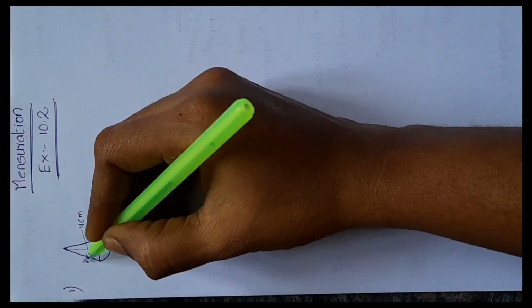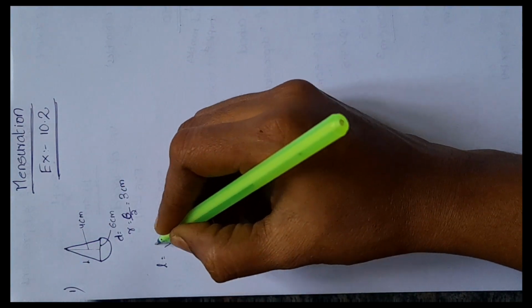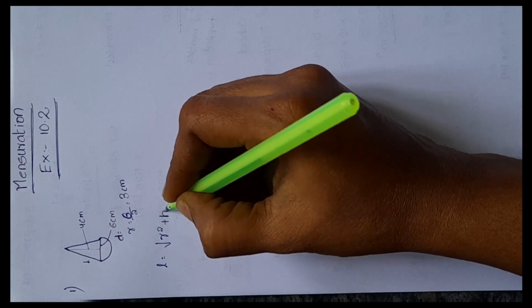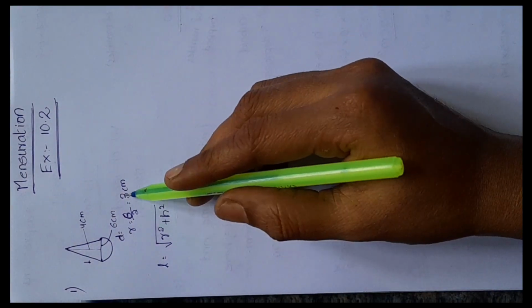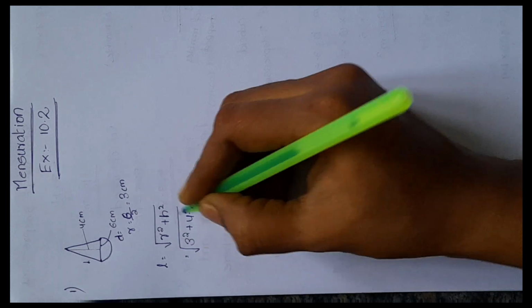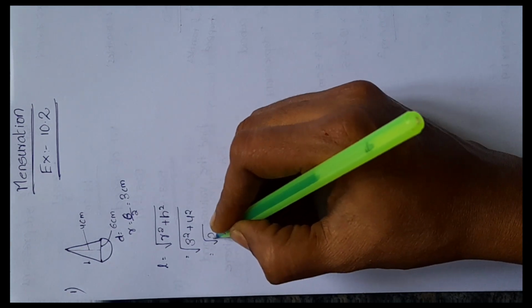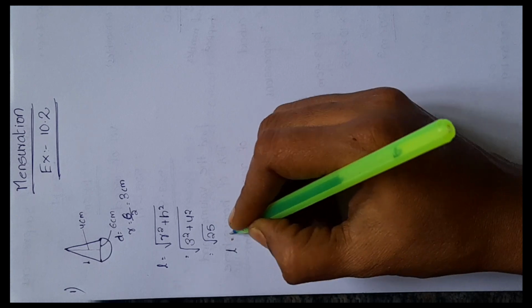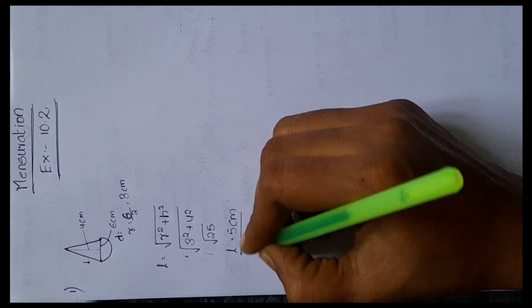Now to find the value of L, that is the slant height, L is equal to root of r square plus h square. In the cone part also r becomes 3. So 3 square plus h square, that is 4 square. 9 plus 16, that is root of 25. So the value of L, that is the slant height, is 5 centimeters.